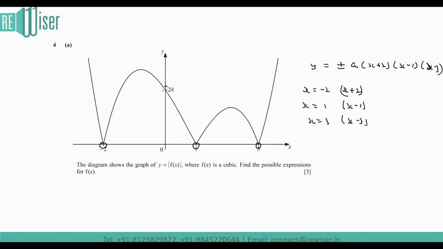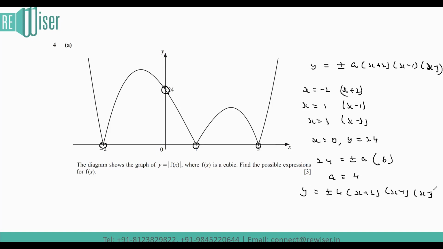To calculate the value of a, we'll use this point, which is a point on the y-axis. So that means the value of x should be 0 over here and y equals 24. If I'm putting that value over here, I got 24 equals plus minus a. If I'm putting x as 0 over here, I got this as 2. This is 6. So the value of a that I got is equal to 4. So if I place that value over here, the cubic equation that I got should be 4 into x plus 2 into x minus 1 and x minus 3.